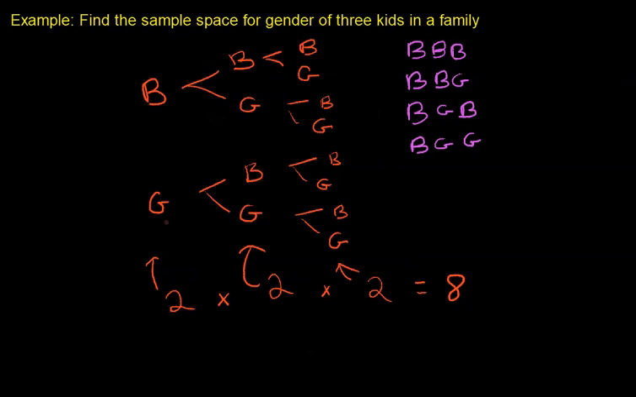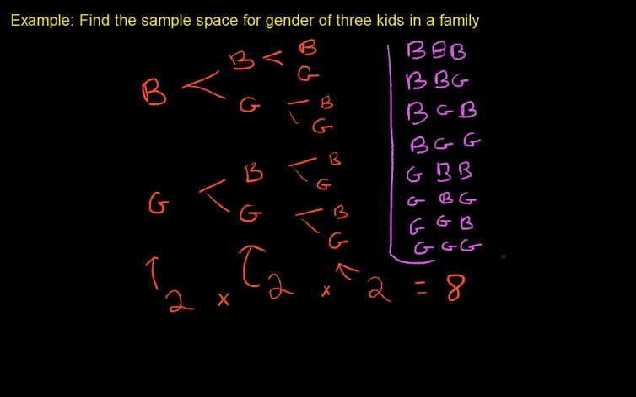Okay. Now let's go down to having a girl first. Girl, boy, boy, girl, boy, girl. I'm reading my branches. Girl, girl, boy, girl, girl, boy, and then 3 girls: girl, girl, girl. All right. So that's my sample space then.